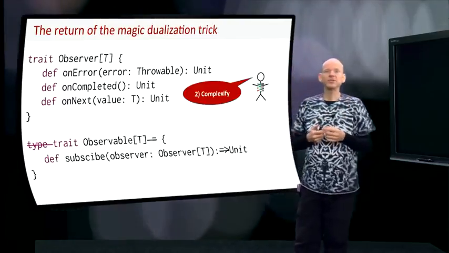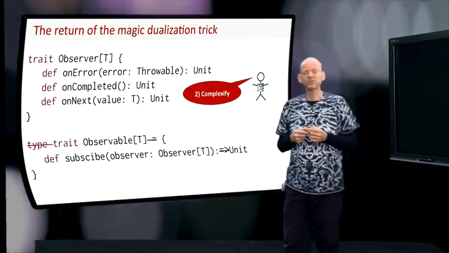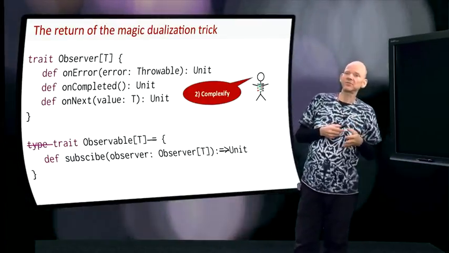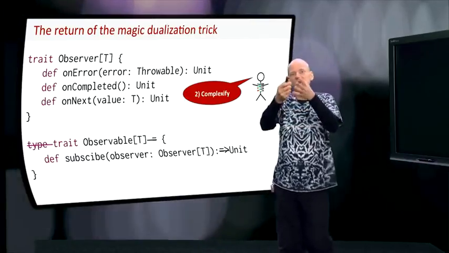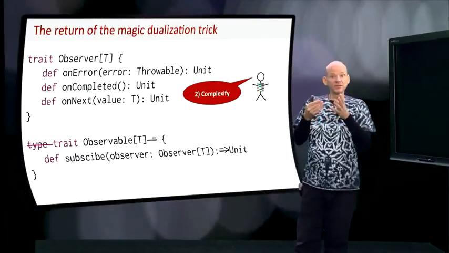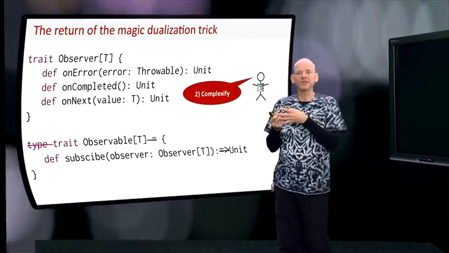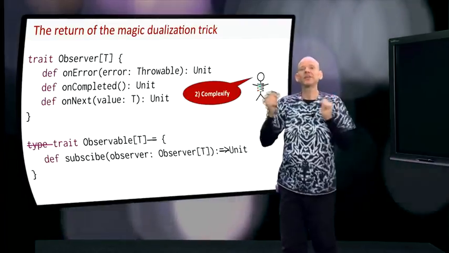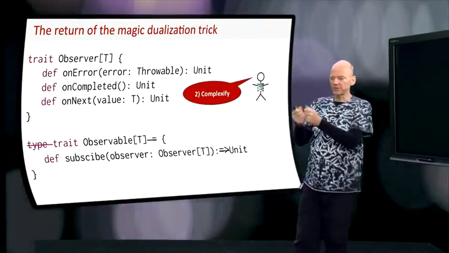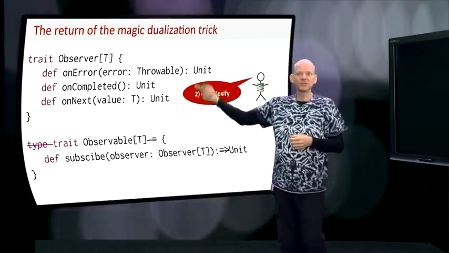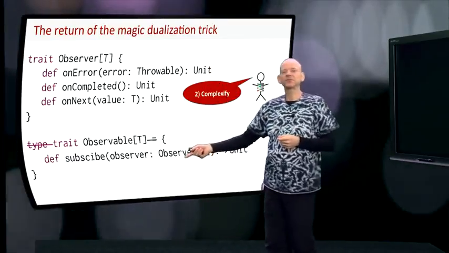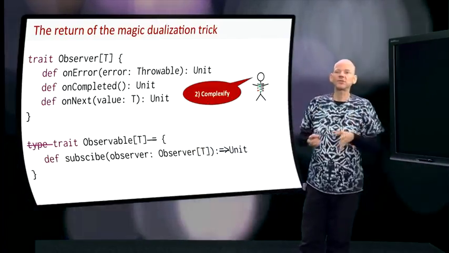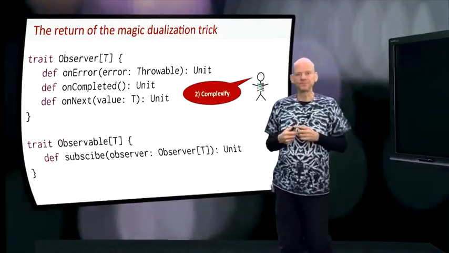Okay, continue complexification. What we're going to do now is turn this observable into a trait as well by introducing a method, and let's call that method subscribe, which takes an observer and returns unit. So all we have done is split this complicated Try of Option of T arrow unit into this trait, and then we have introduced a trait for observable as well that takes an observer. It's all straightforward. These things are all equal.